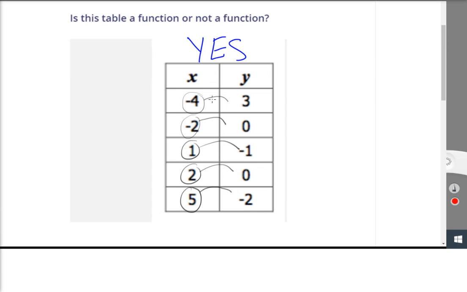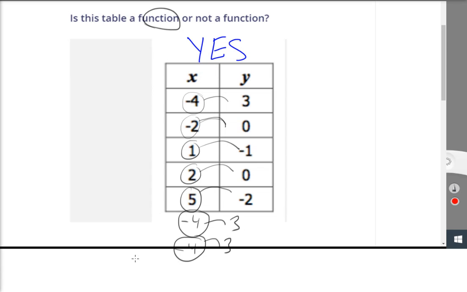If we could repeat it, but every time you see, for example, a negative 4, if I write negative 4, it better correspond to 3 every time. Okay, so negative 4 should always correspond to 3. Every input has an output. So this is a function because negative 4 corresponds to 3, negative 4 corresponds to 3, negative 4 corresponds to 3, and all these numbers correspond to their own output. So none of these repeat. All right, so this is a function.